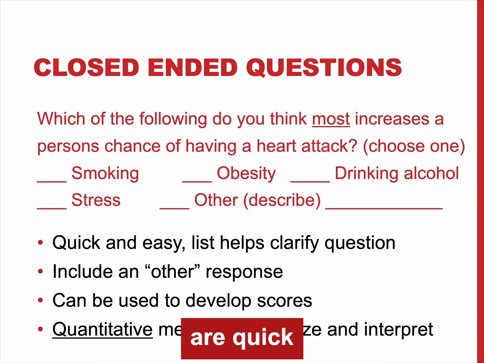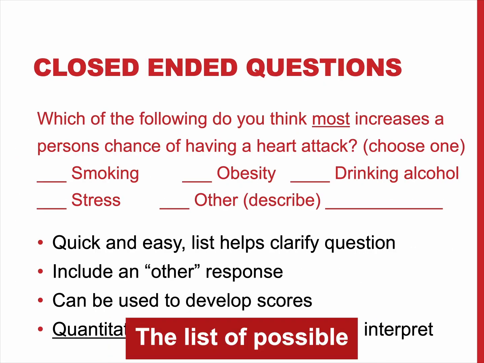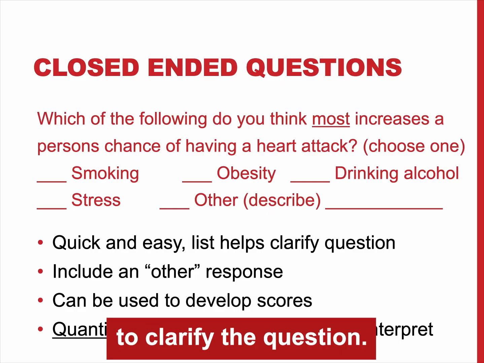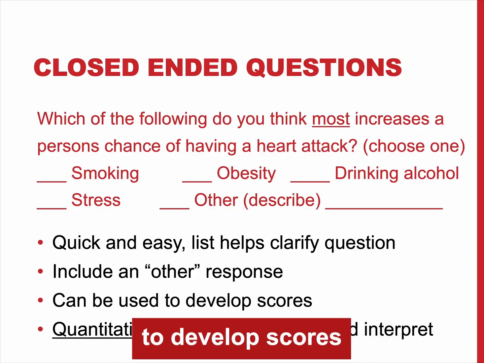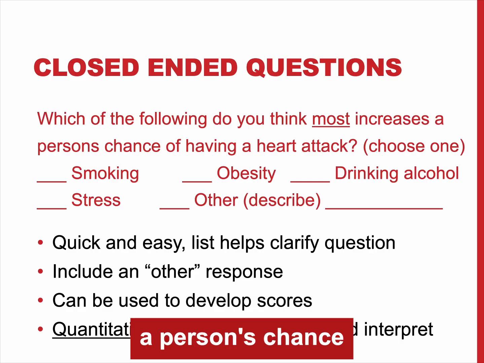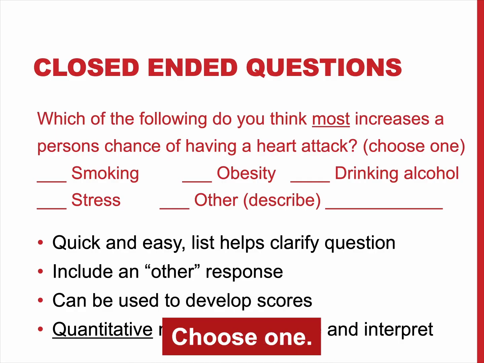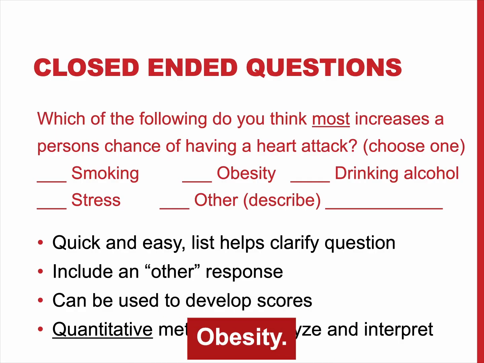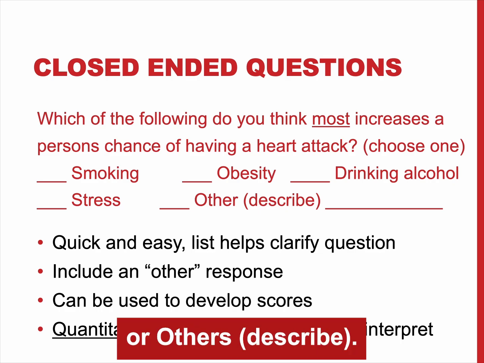Closed-ended questions are quick and easy to complete. The list of possible responses helps to clarify the question. It can be used to develop scores and require quantitative methods to analyze and interpret. For example, which of the following do you think most increases a person's chance of having a heart attack? Choose one: smoking, obesity, drinking alcohol, stress, or others.